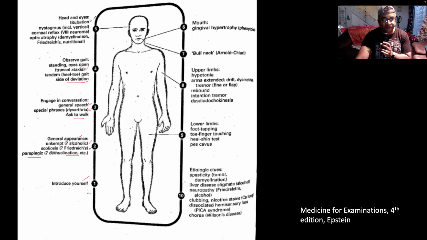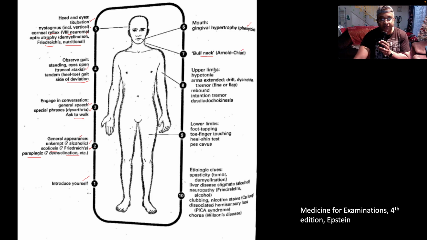Note the head and the eyes. Is there any titubation? Remember, a differential for titubation of the head could be aortic regurgitation with de Musset's sign, right? Is there any nystagmus? Usually it's vertical nystagmus. Check the corneal reflex, which may imply cranial nerve 8 neuroma. Optic atrophy, which may give a clue in terms of demyelination, Friedreich's ataxia, or a nutritional cause behind the presentation. Look into the mouth and check for any gingival hypertrophy, because this is a clue to phenytoin toxicity, which we will see is actually one of the iatrogenic causes of cerebellar pathology. Is there a so-called bull neck, which implies it could be an underlying Arnold-Chiari malformation.